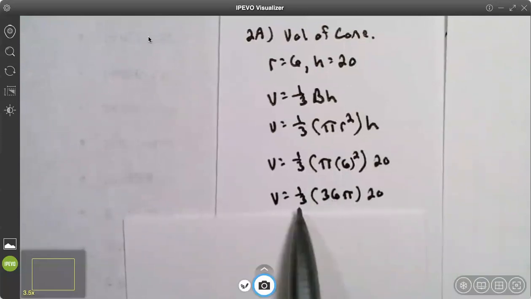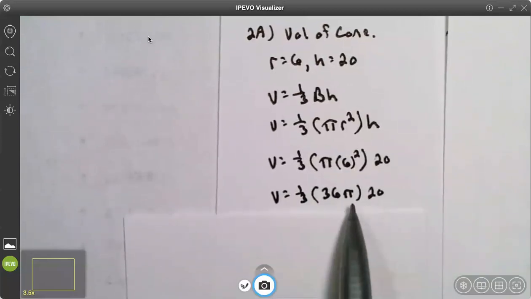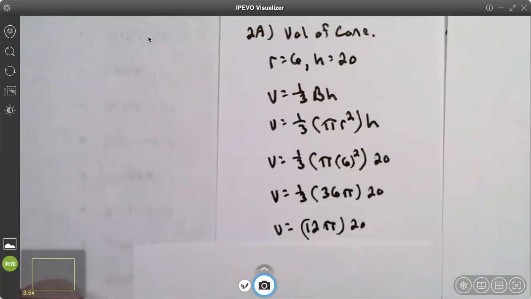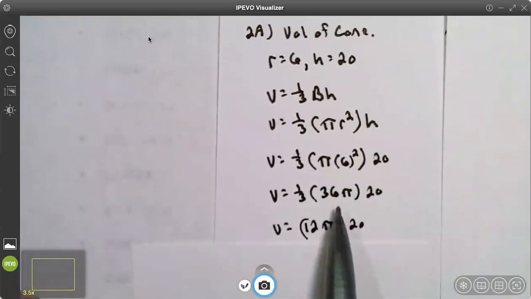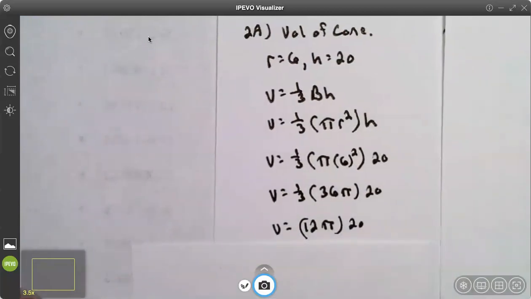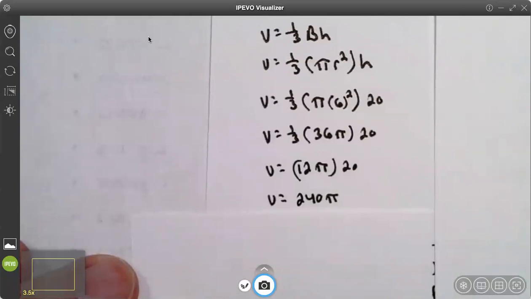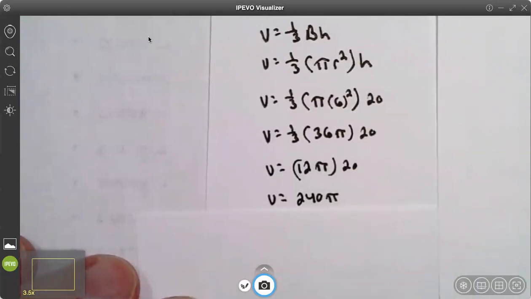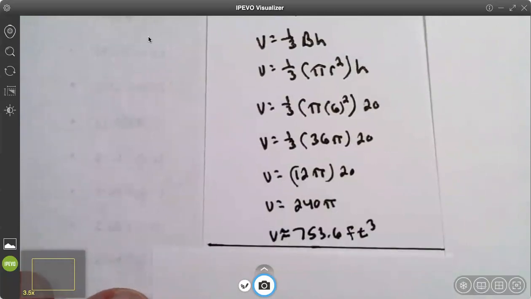You could say 36 divided by 3 is 12, then multiply by 20, then times pi, which is what I did. Or you could have said 36 times 20 first, then divided by 3. I did this because I could do it without a calculator. 36 divided by 3 is 12, and I can say 12 times 20 without a calculator. 12 times 10 is 120, so 12 times 20 is 240. Now I need a calculator. 240 times 3.14, or pi, depending on whether you have a pi button or use 3.14, your answer should be somewhere around 753.6 cubic feet.